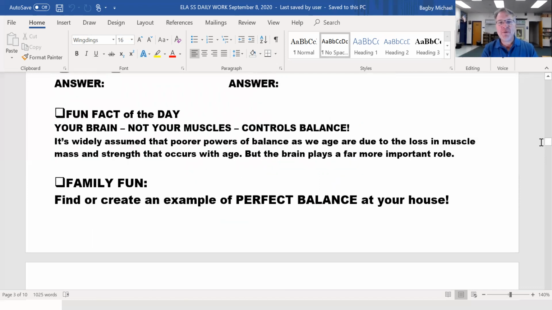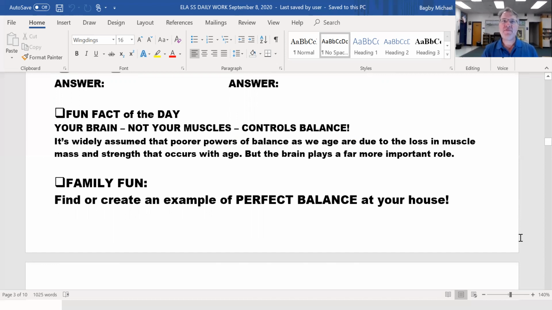Fun fact, your brain, not your muscles, controls balance. It's widely assumed that we have poorer powers of balance as we age due to the loss in muscle mass and strength. But the brain plays a far more important role. So does the ear. So family fun, find it or create an example of perfect balance at your house.